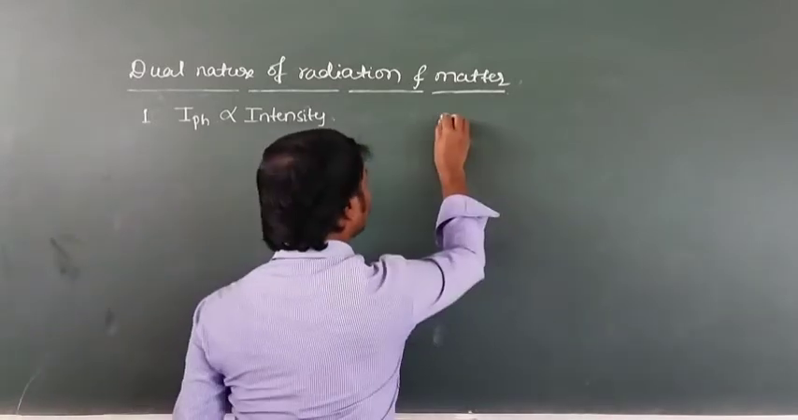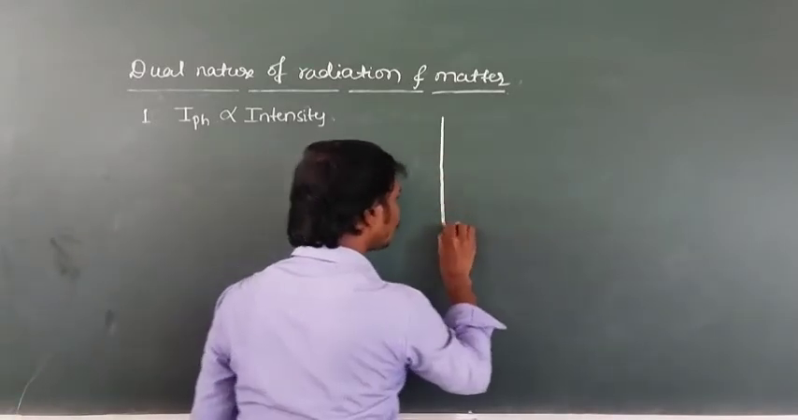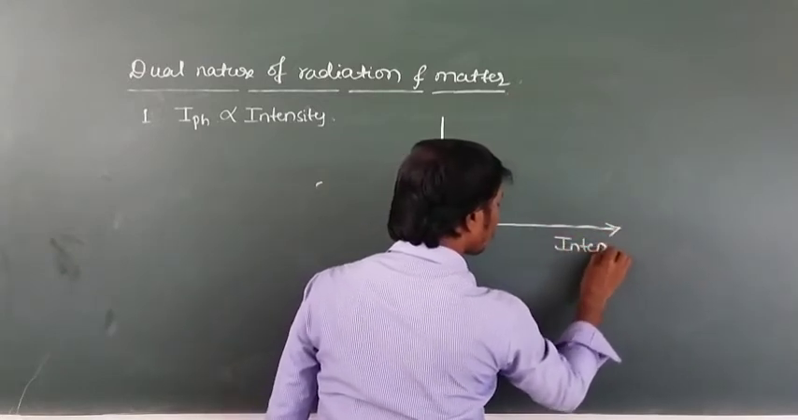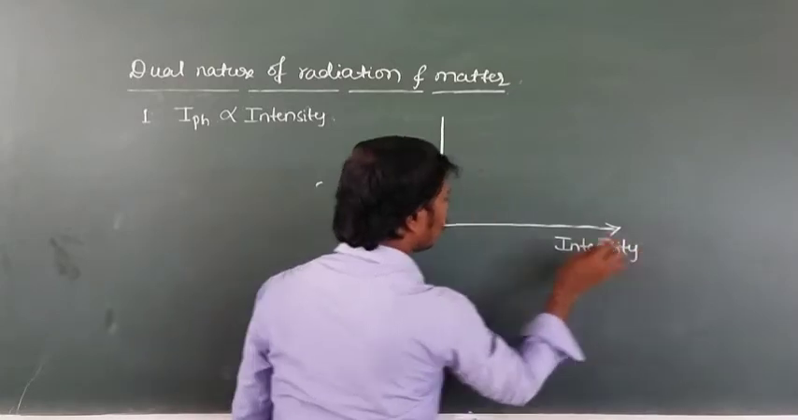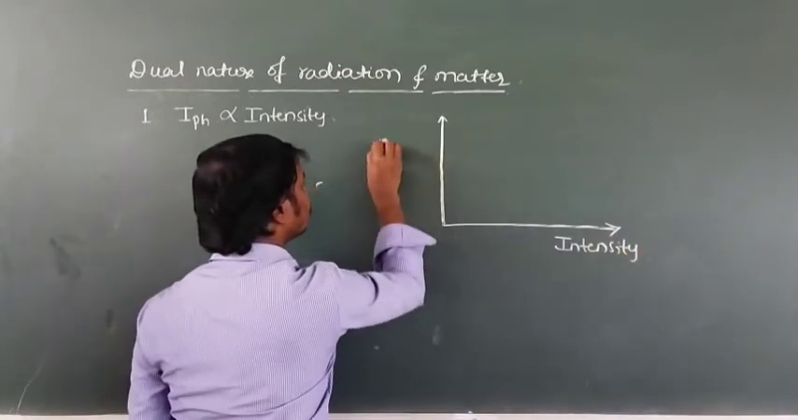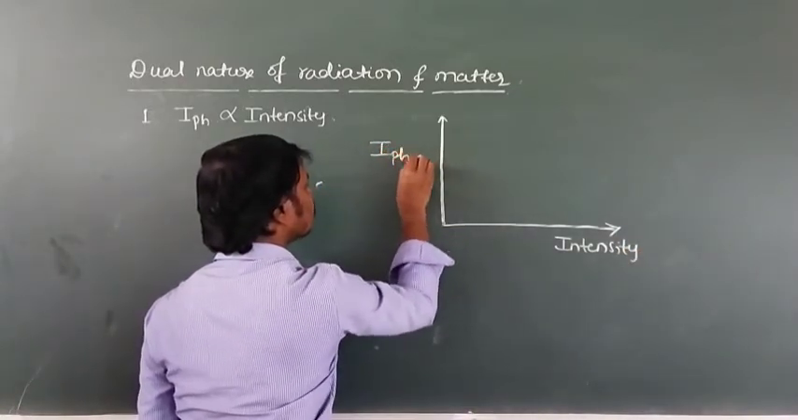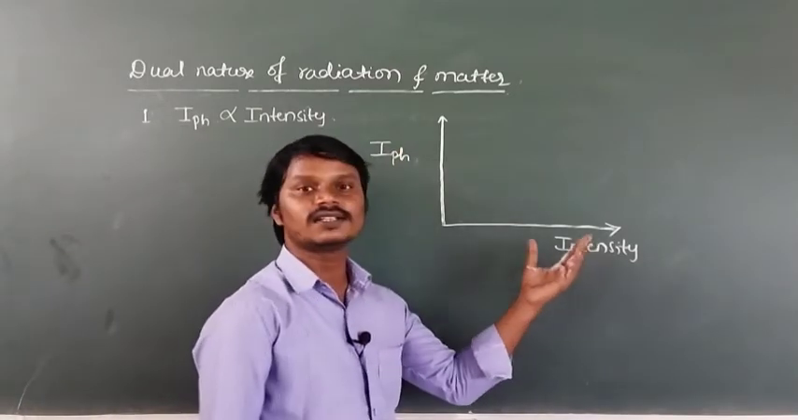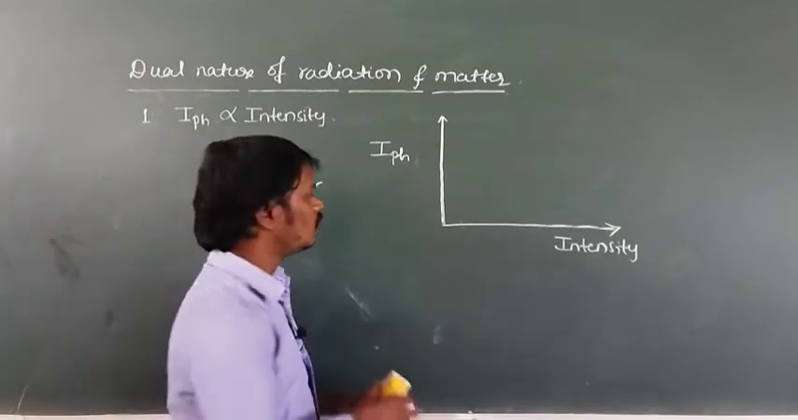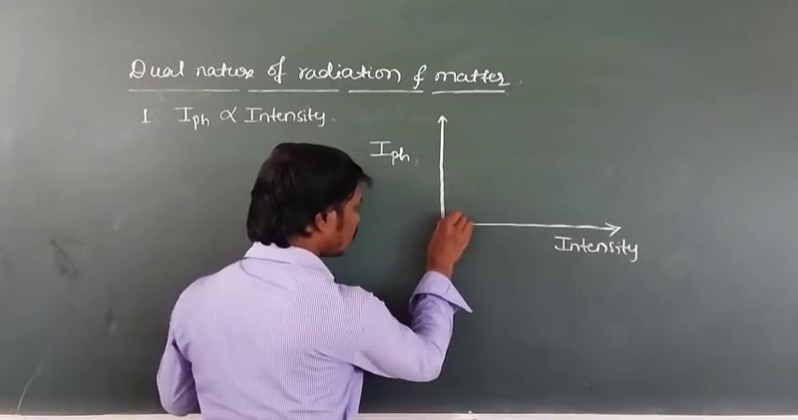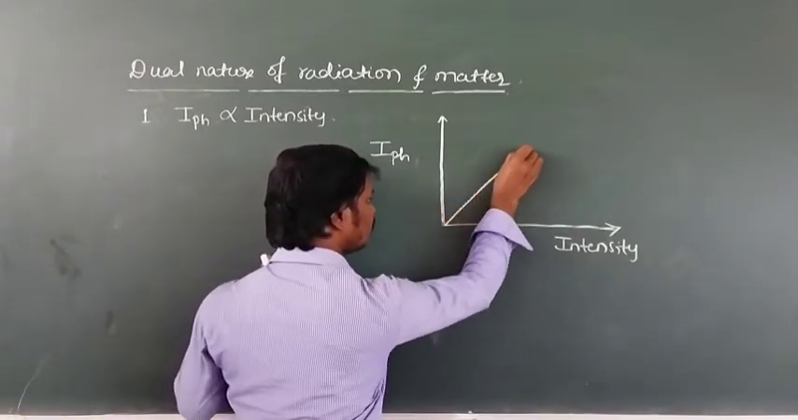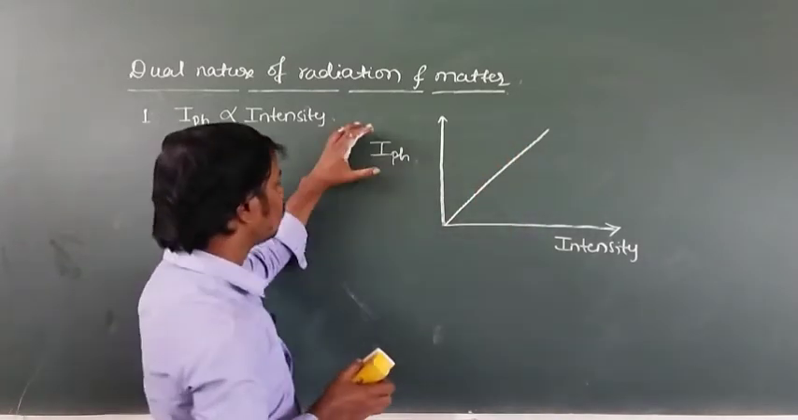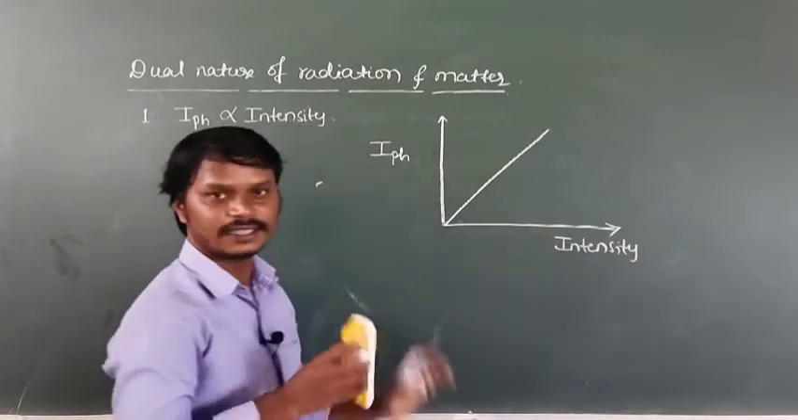See here, I will plot the graph. Along the x-axis I will take intensity, and along the y-axis I will take photoelectric current, represented by I_PH. Then how to increase the intensity? By increasing the number of photons. Now, as the intensity increases, the photoelectric current also increases linearly. So this is the graphical representation of photoelectric current versus intensity.